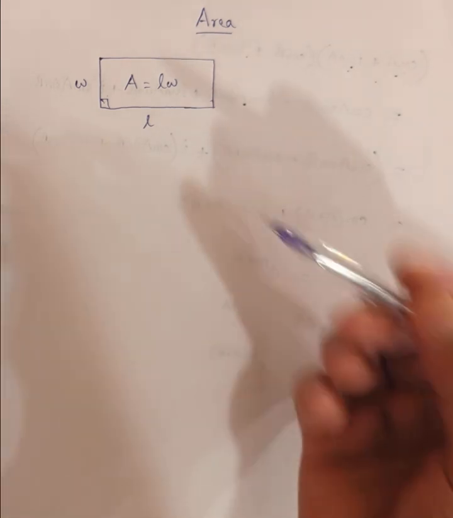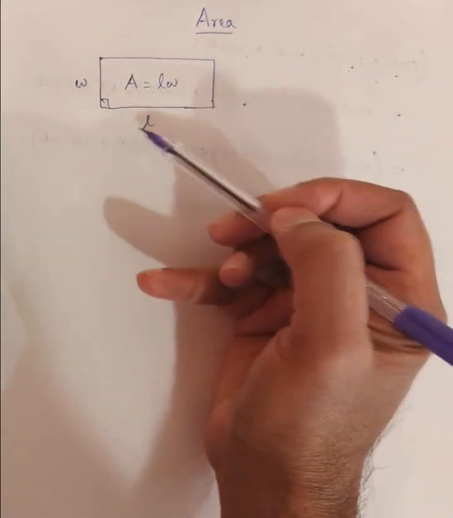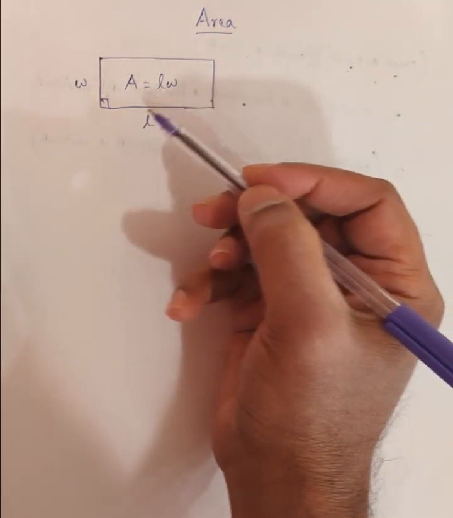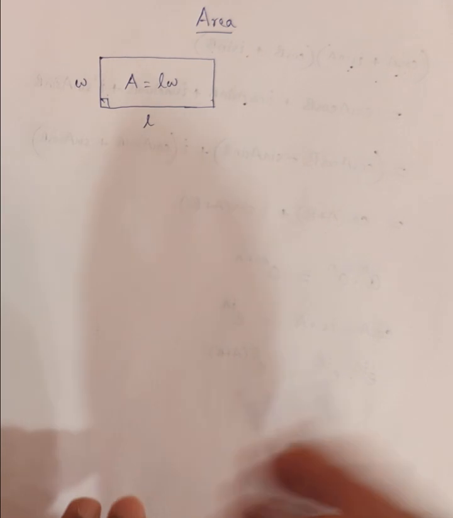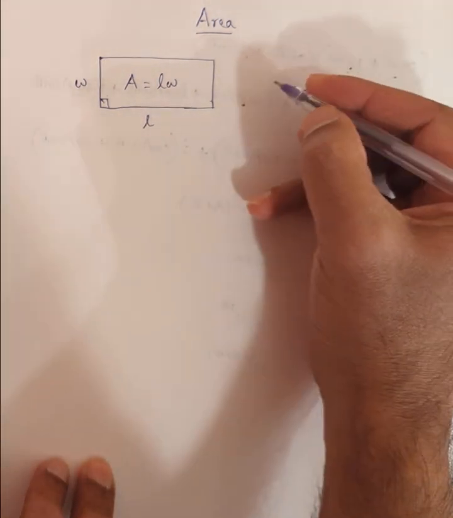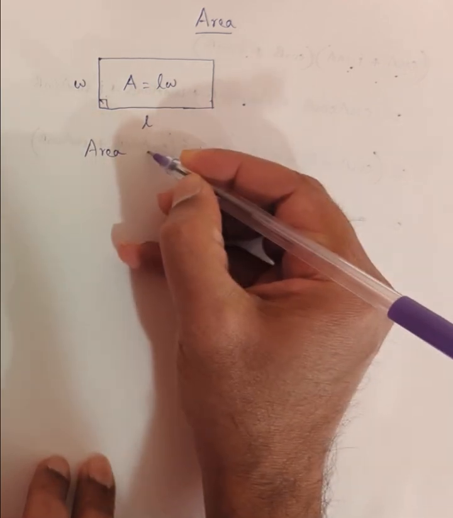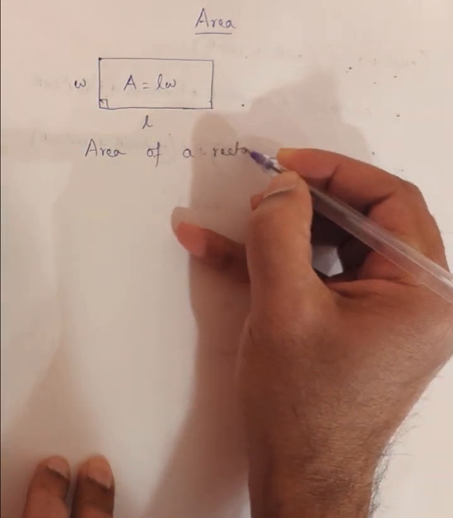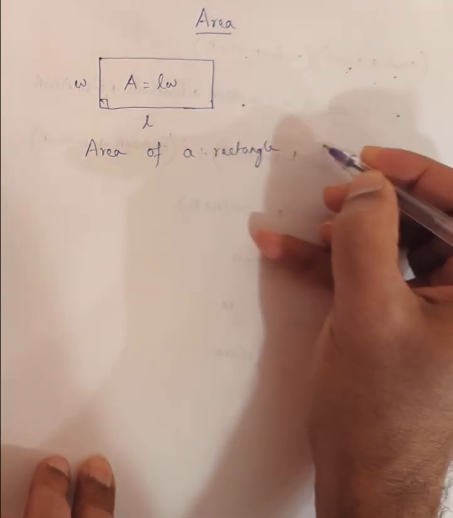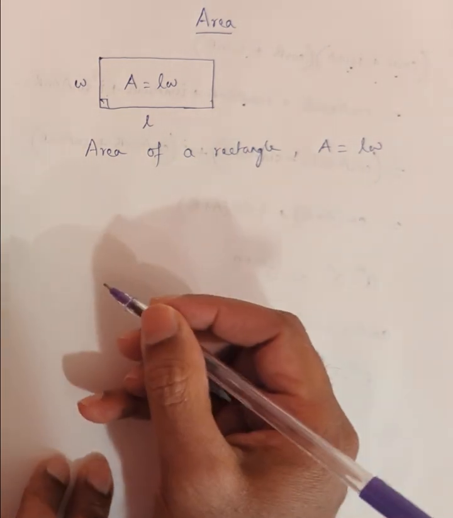Now you can use the same idea for a square. In a square, both of these dimensions are going to be equal. So instead of length times width, you would say side times side. All right, so area of a rectangle is L times W. So this is our first formula.